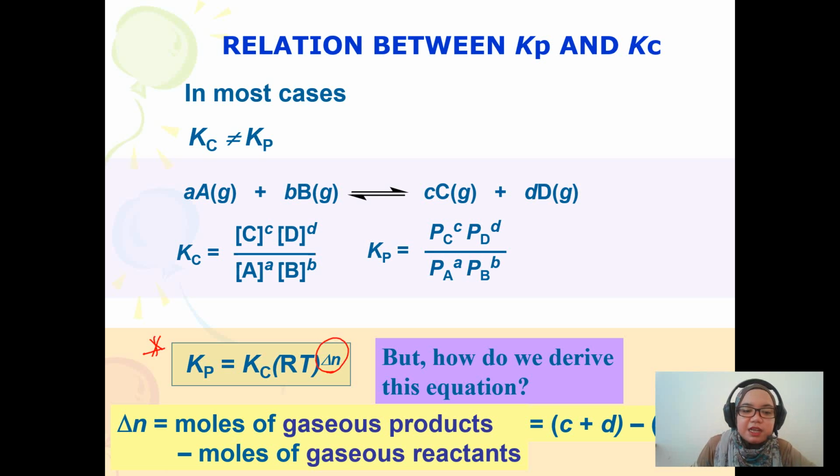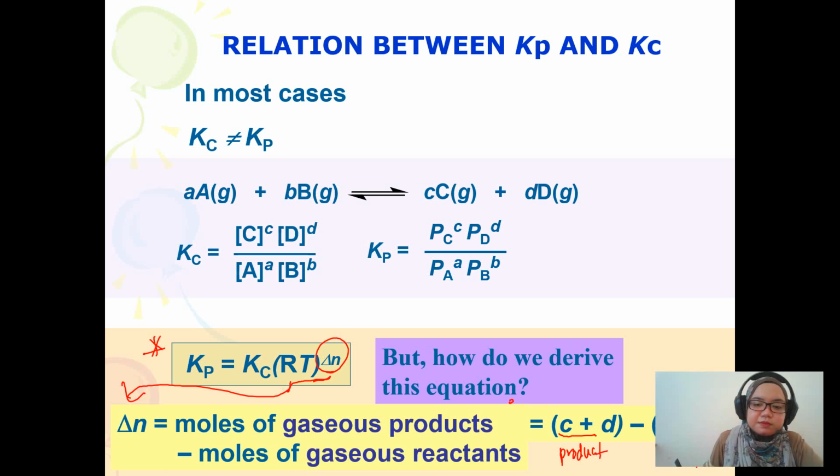And note here, delta n is equal to the moles of gaseous products minus the moles of gaseous reactants. So C plus D minus A plus B. So this is the product, and this is the reactant.